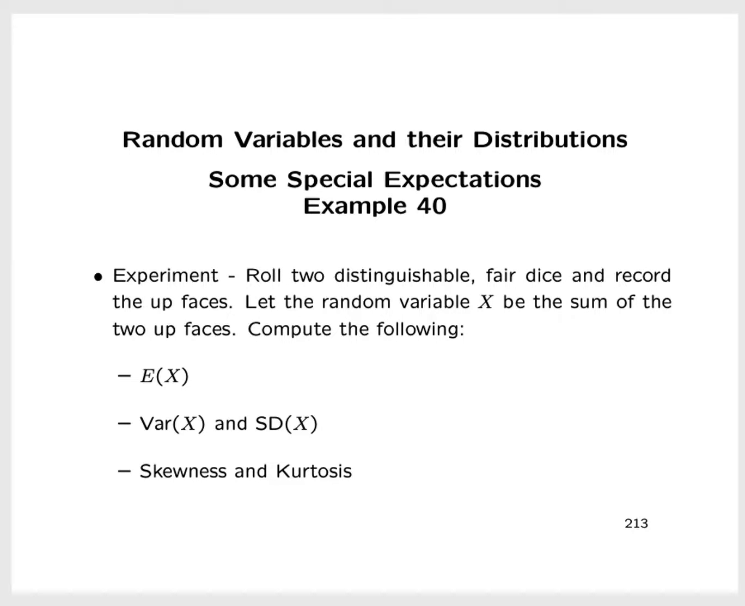Next, we'll look at example 40. In this experiment, we're going to roll two distinguishable fair dice and record the up faces. We'll then define a random variable x to be the sum of the two up faces.